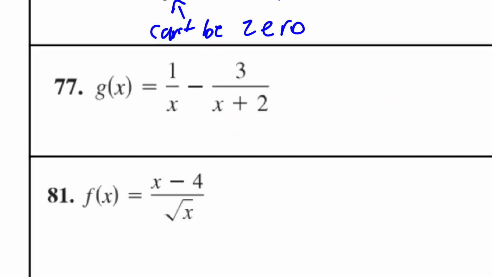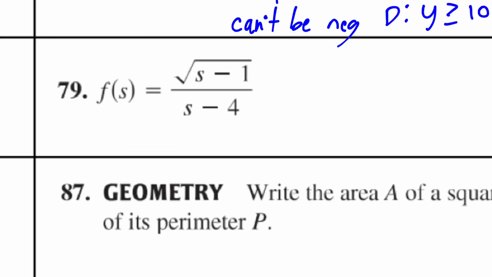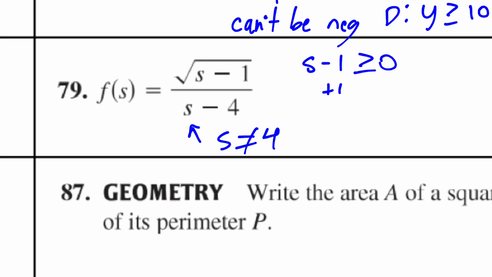This one has 2 restrictions. X can't be 0, and x can't be negative 2. S cannot be 4, and s minus 1 has to be 0 or bigger. So s is greater than or equal to 1.